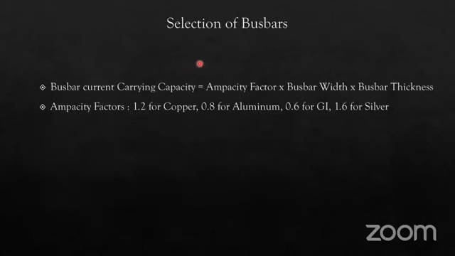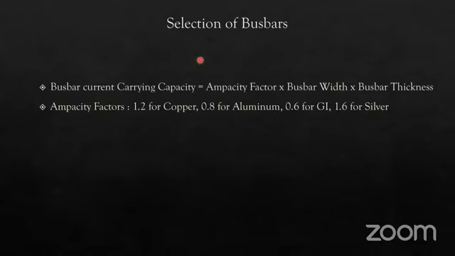Now, selection of bus bars. The bus bars are basically current carrying devices, which are used when we have a higher level of current, like 1000 amperes or 2000 amperes. It can also be used for 200 to 250 amperes or whatever smaller amount of current. But in general, we use bus bars when there is higher current.